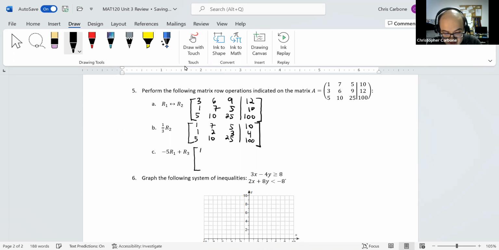So let me rewrite the first and second rows of the original matrix. 1, 7, 5, and 10, and 3, 6, 9, and 12. So for that bottom row, if we take -5 times the first row, that makes -5, -35, -25. And after the augmented portion, that would be -50. The third row was 5, 10, 25, and 100.